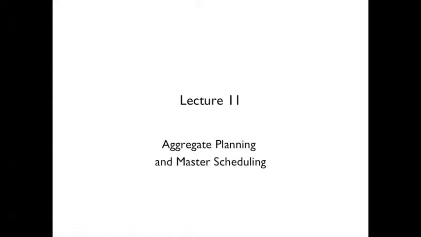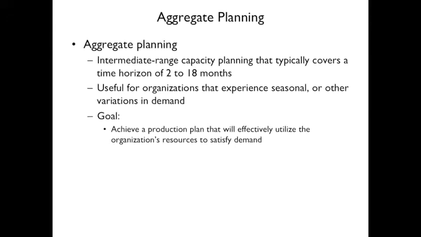Lecture 11, Aggregate Planning and Master Scheduling. Aggregate planning is the intermediate range capacity planning that typically covers 2 to 18 months. It's useful for organizations that experience seasonal or other variations in demand, and the goal is to achieve a production plan that will effectively utilize the organization's resources to satisfy demand.